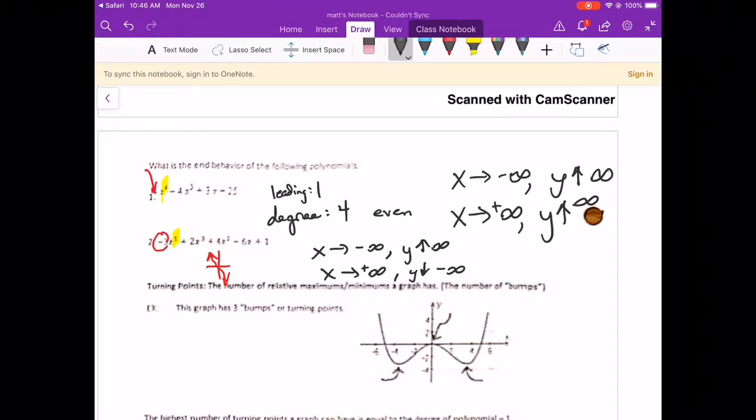So again, make sure you're taking note of where the arms are pointing when it's an odd degree function or an even degree function, as well as the leading coefficient being positive or negative.